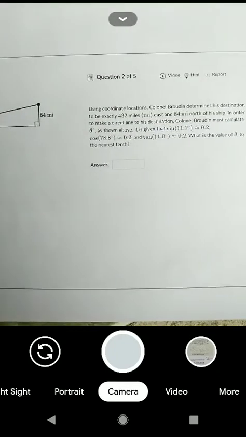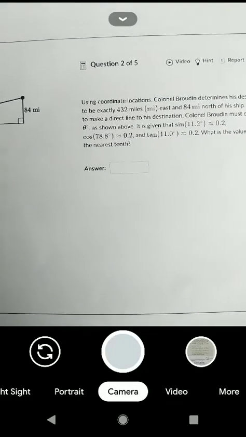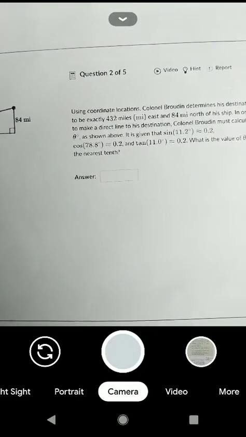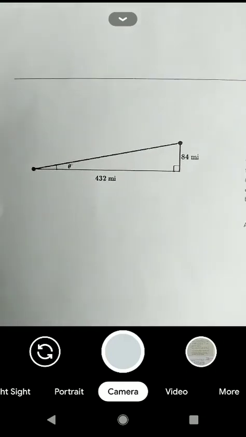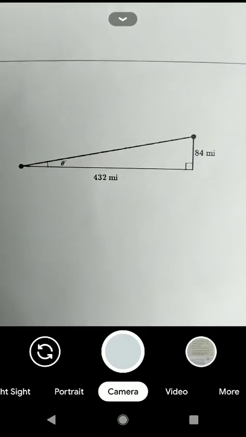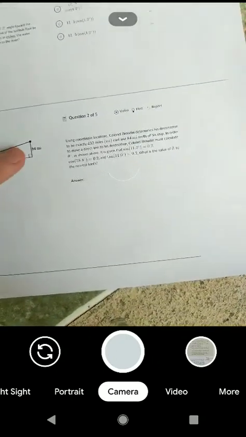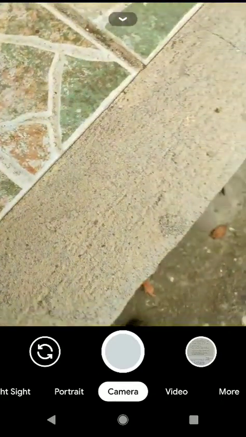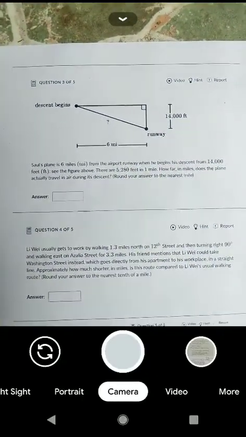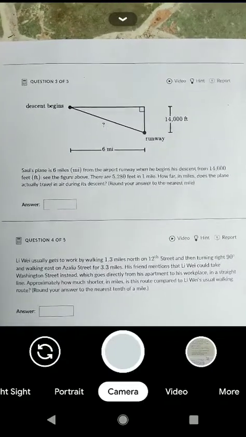So this one is a fill in, it's not multiple choice, it's short answer. You're going to have to use trigonometry to find theta. Which side is the 84 and which side is the 432? Are they opposite and adjacent? Yup, I just told you. So there's number 2. Number 3, here we have a situation involving an airplane landing.